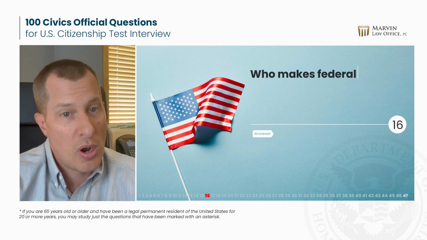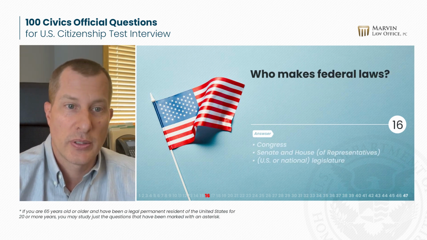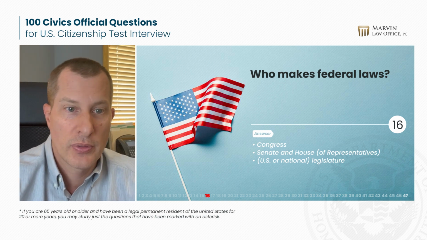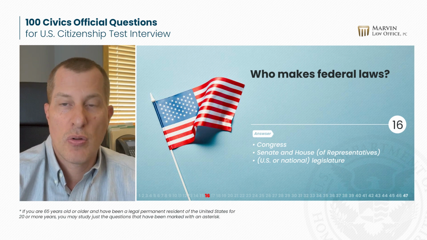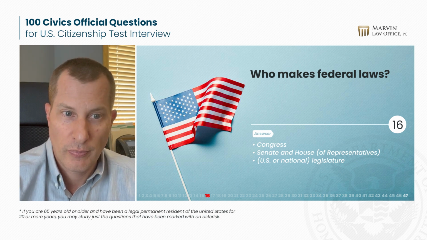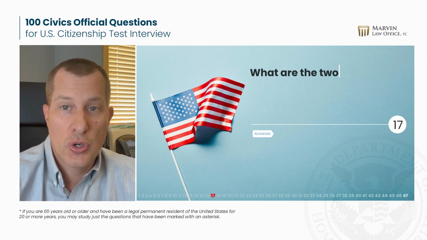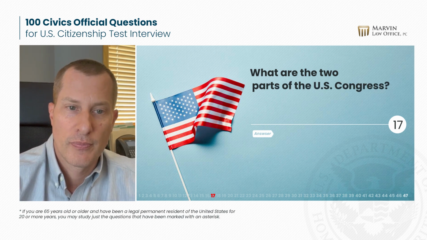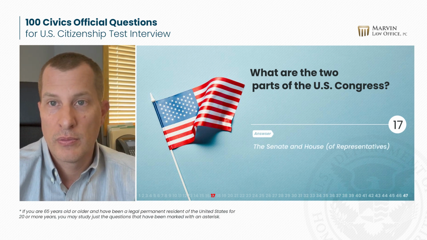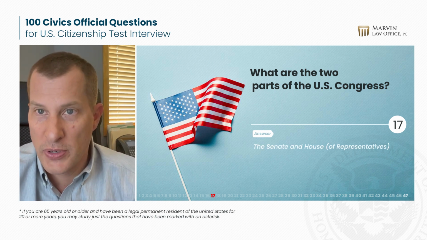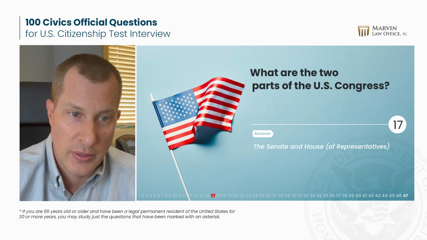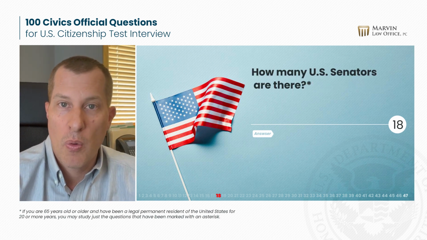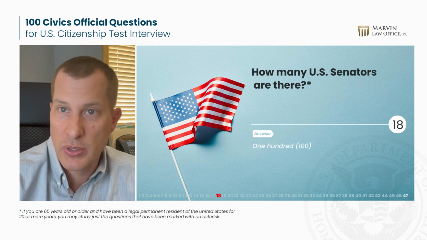Who makes federal laws? Congress, or the Senate and House of Representatives, or the U.S. or national legislature. What are the two parts of the U.S. Congress? The Senate and the House. House of Representatives is the complete phrase. How many U.S. senators are there? 100, or 2 per state.